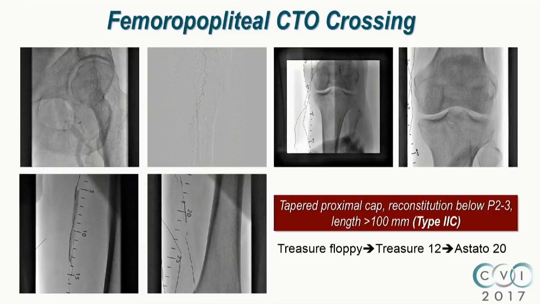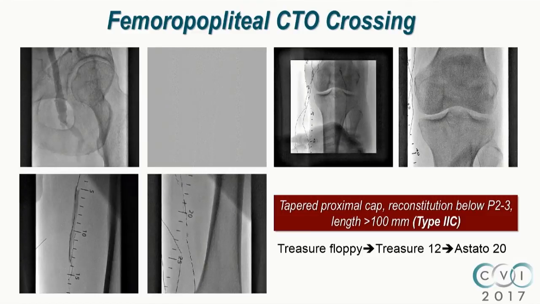We use a retrograde approach to cross, use a quick cross catheter, and after balloon dilation through an antegrade approach, we're able to direct the wire into the sheath of the antegrade catheter, into the catheter, and then externalize. And I use, in this case, a Treasure Floppy escalated to a Treasure 12 and then a SFACTO.